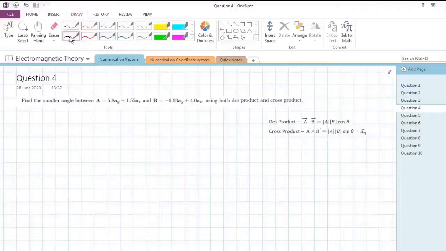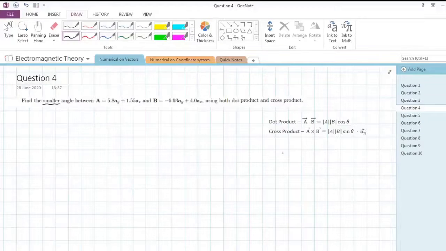Let us see another numerical. This numerical asks that there are two vectors A and B, and we have to find out the angle between them. And smaller angle here means acute angle. So there are two ways to find out the angle between two vectors. Either you can use the formula for dot product or the cross product. It's written that we have to use both the dot product and cross product formulas in this question.